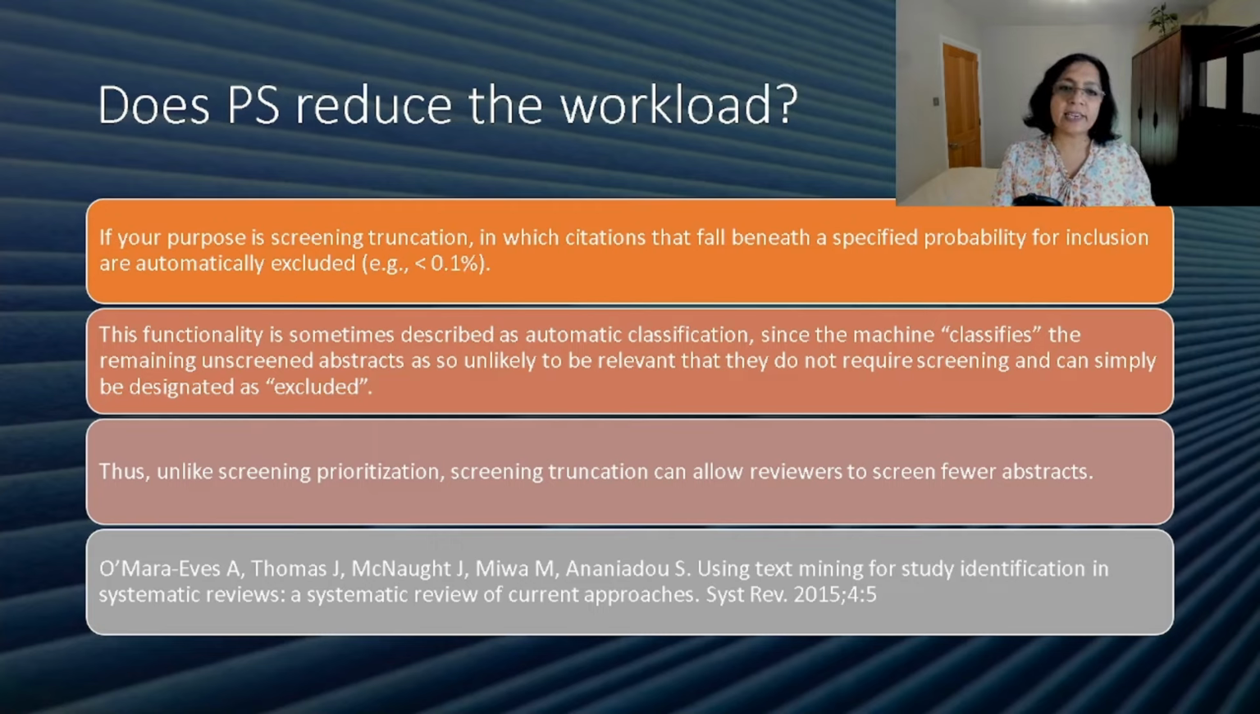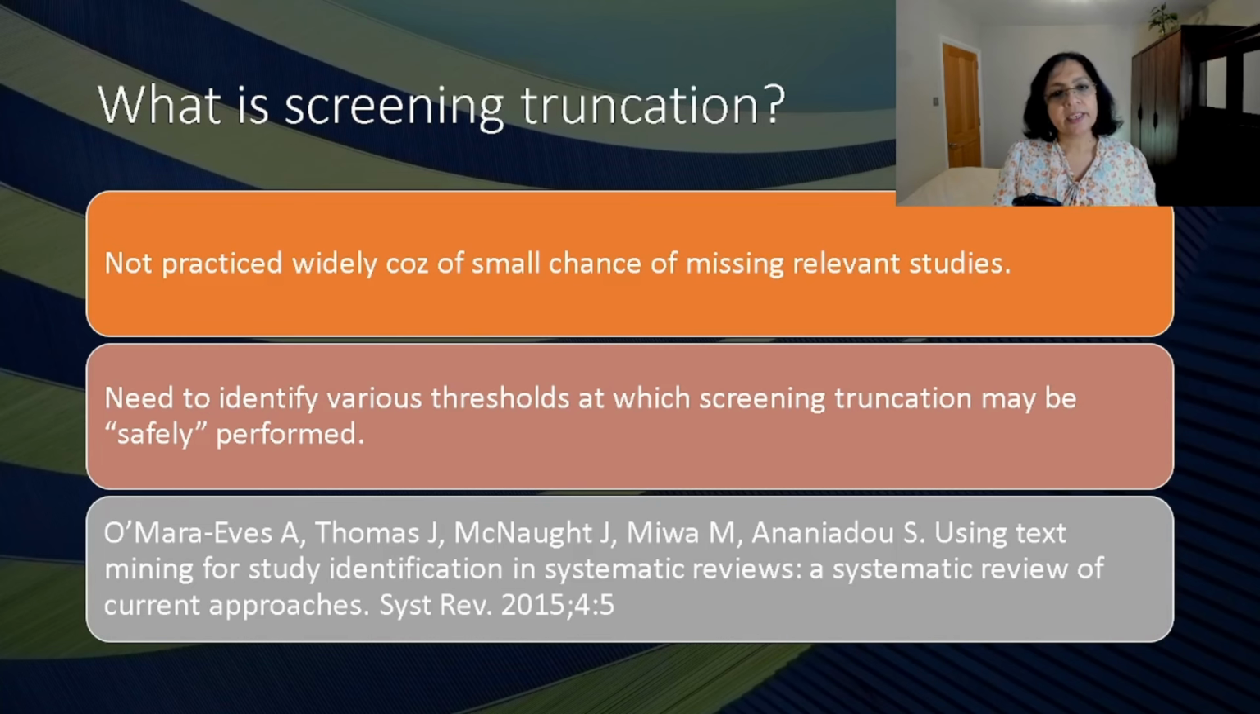So there are criteria, like citations that fall beneath a specified probability of inclusion, for example less than 0.1%, are automatically excluded. This is an area which is not standardized, work in progress. There is no clear-cut guidance regarding when to apply screening truncation. It is not practiced widely because of the small chance of missing relevant studies, and the need to identify various thresholds at which screening truncation may be safely performed.